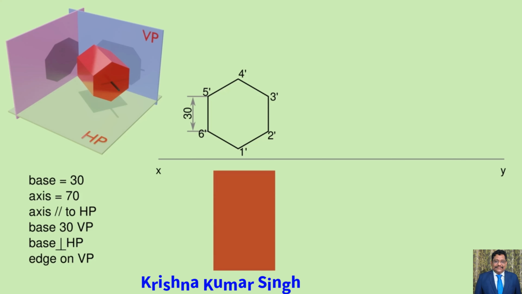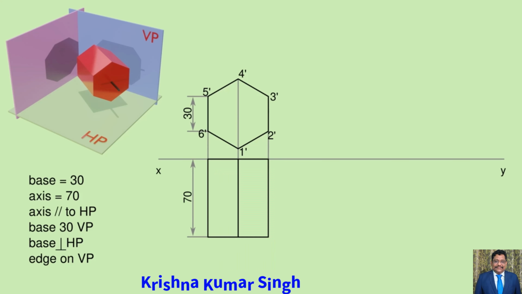Next, we are projecting the top view. The top view of the hexagonal prism looks like a rectangle. So let's draw the top view in rectangular shape with a height of 70 mm touching the XY line. And we get the base of a rectangle from extending the construction lines from the corners of the front view. And draw the axis line in the middle from the intersection point of the 1'-4' extension line.